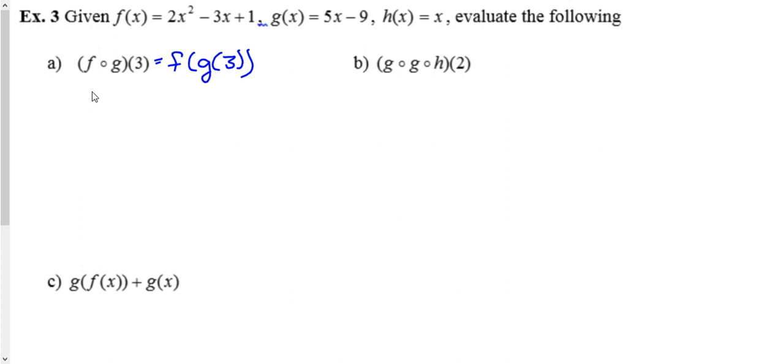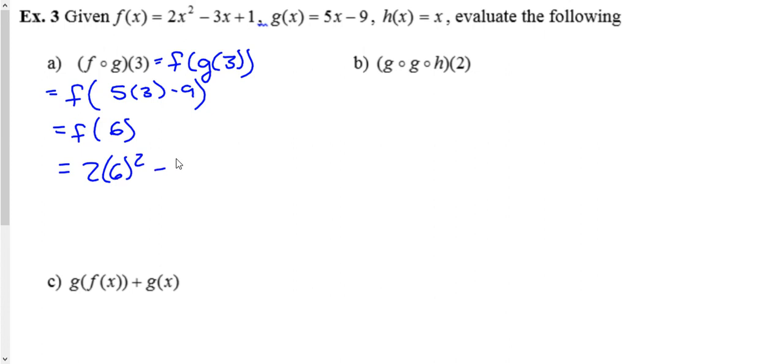So let's go. This is the same thing as saying f of, and g of x is 5x minus 9. So I'm going to go 5, and instead of x, I'm going to put 3 there, minus 9. And I need to solve this. This is 15 minus 9, of course, is going to be 6. And if I have f of 6, I'm going to sub that into here. This is now 2 times 6 squared minus 3 times 6 plus 1.